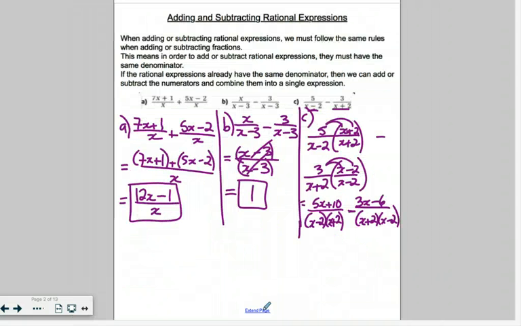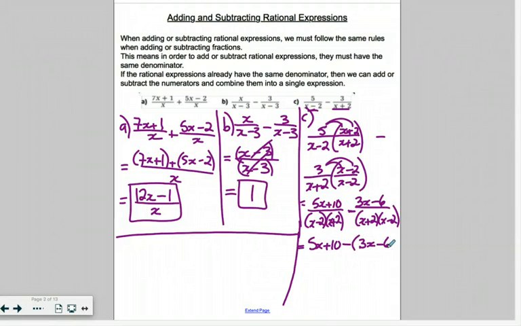Now I have a common denominator, so what I can do is now subtract these terms. Make sure you keep those in brackets, okay? So you're going to have 5x plus 10 minus 3x minus 6, right? You're subtracting both of those terms in the numerator, okay? So you just want to make sure that you've distributed that negative across the sign.